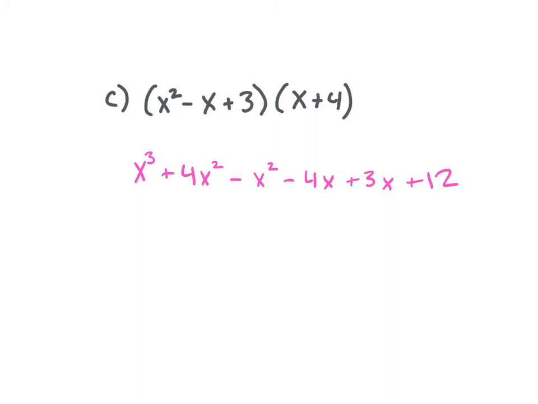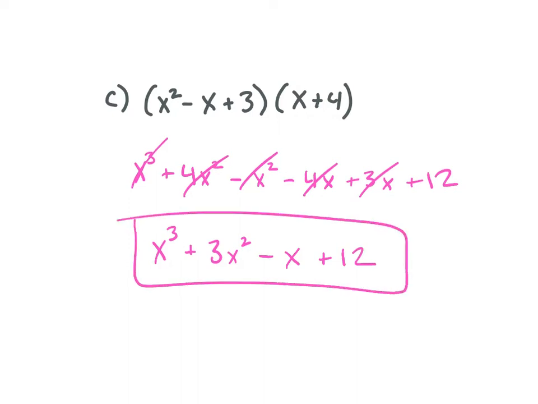So what comes first? What's next? So 4x squared minus x squared is 3x squared. What's next? Negative x, and 3x, and then plus 12. Negative x squared came from multiplying negative x times x, this one.